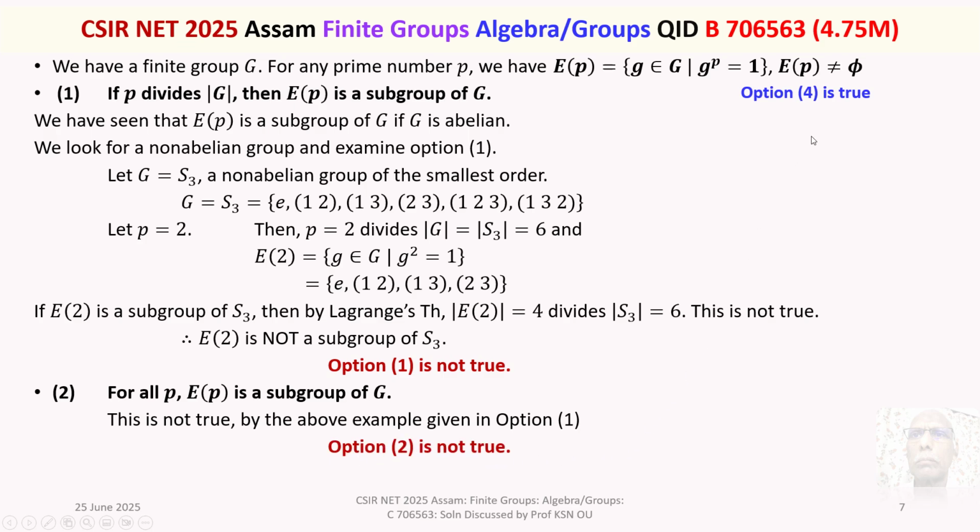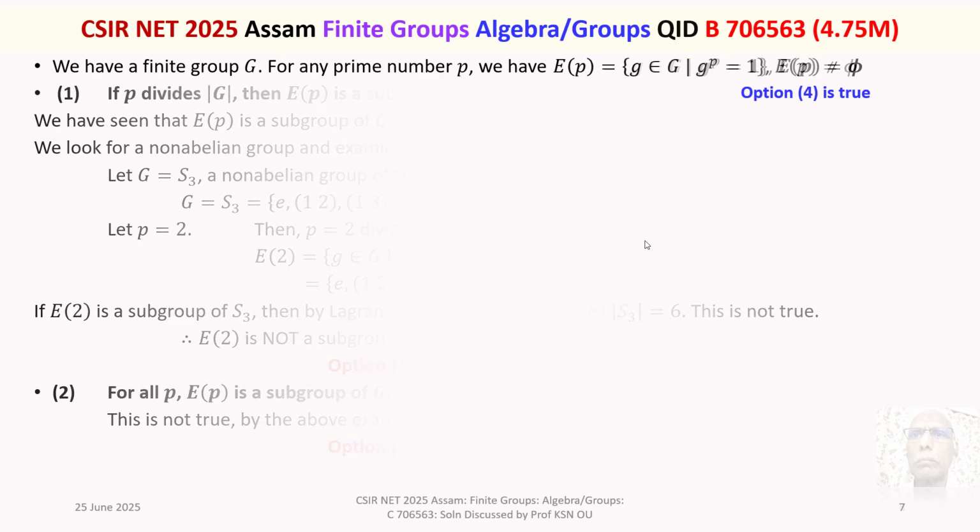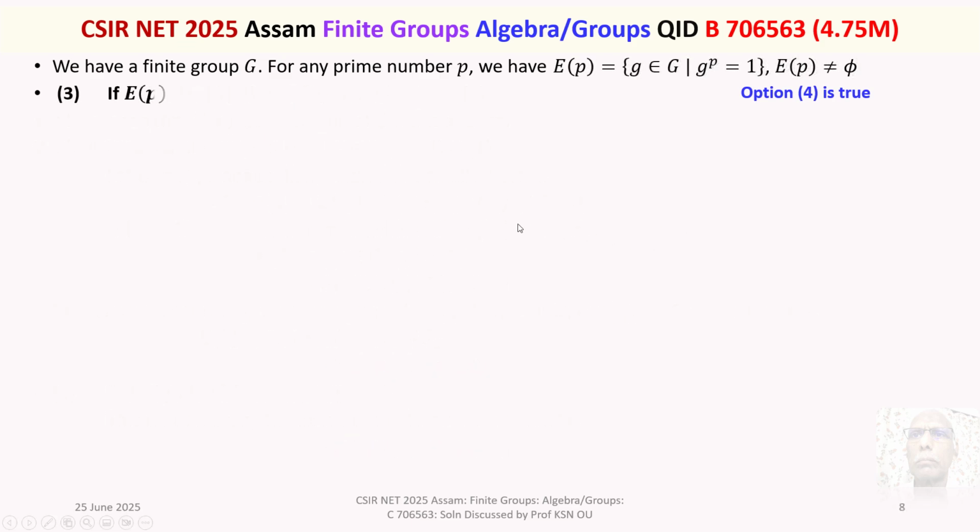So far, option 4 is the only statement which is true. We move to the remaining option. Option 3: if E of P is a subgroup of G, then P divides the order of G.